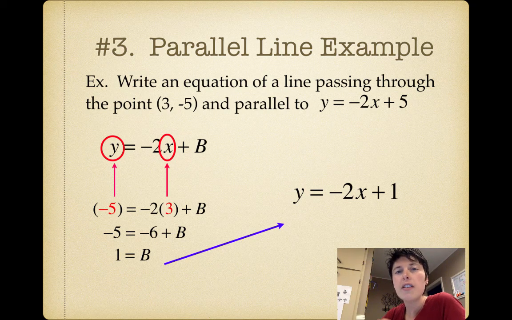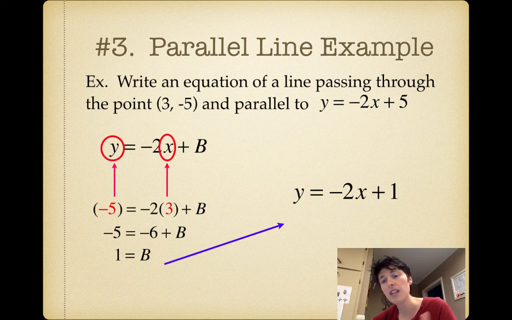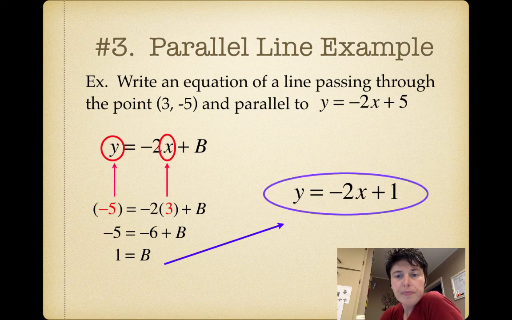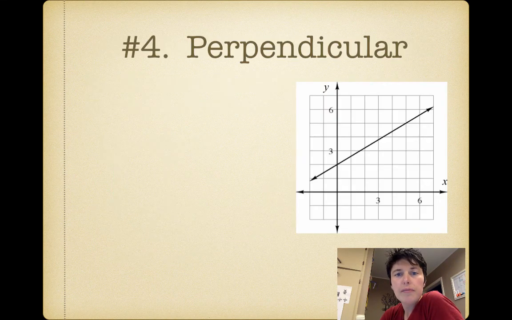Now you could raise this problem up to being a level 4 by finding the answer and then going in and graphing the two lines. Graph y equals negative 2x plus 5 and y equals negative 2x plus 1, look at both of them, and show that they're parallel. That would be your level 4.